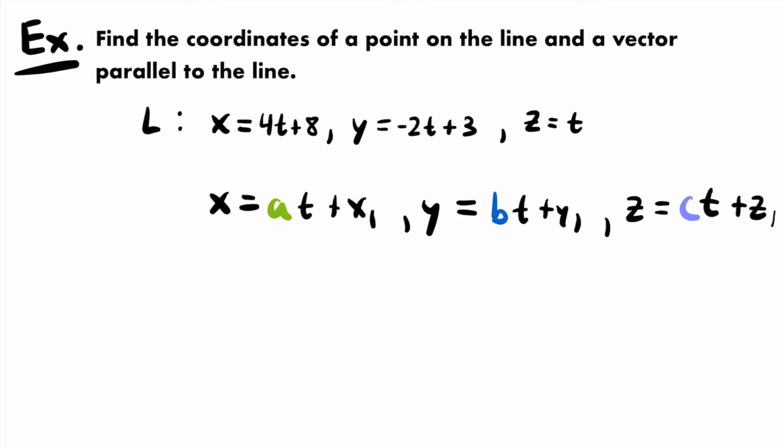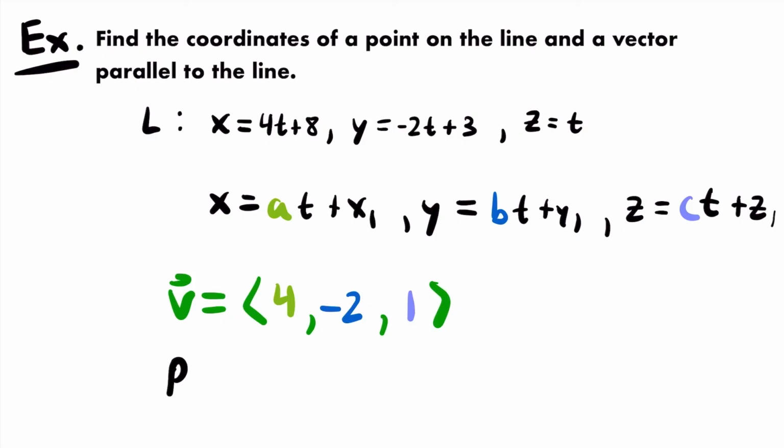So here's what we find. Our vector, our direction vector, I should say, is going to have the components of 4, -2, and 1. All right, those are the three direction numbers, a, b, and c, from these parametric equations. Now for the point, our point P is going to have an x-coordinate of 8, that's what's being added to 4t, a y-coordinate of 3, that's what's being added to -2t, and then a z-coordinate of 0, because nothing is being added to this t, right?